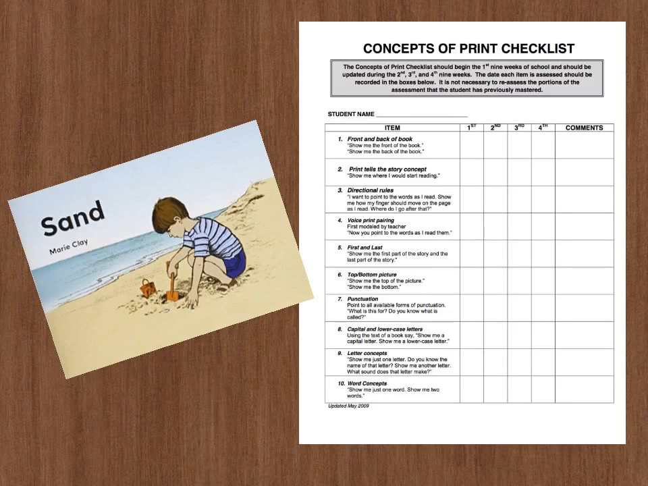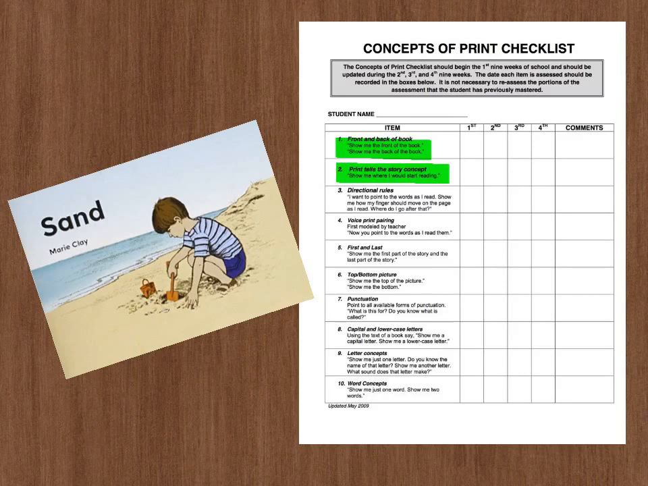To assess a child using this book, you use the words in quotation marks throughout the book. So, the first thing you would ask them is, show me the front of the book, show me the back of the book. You'll check off if they can do that. Then you'll ask them, show me where I'll start reading.